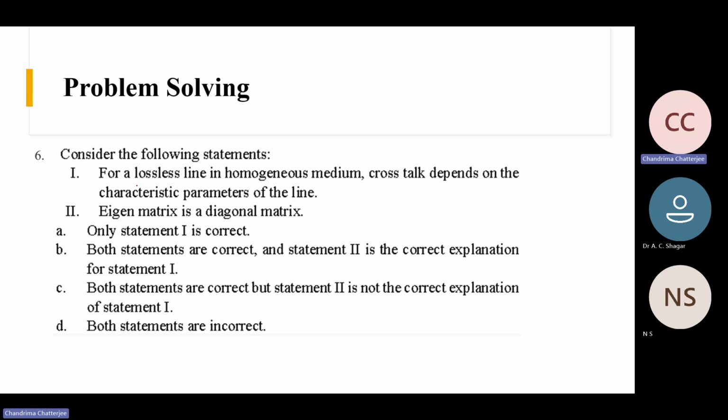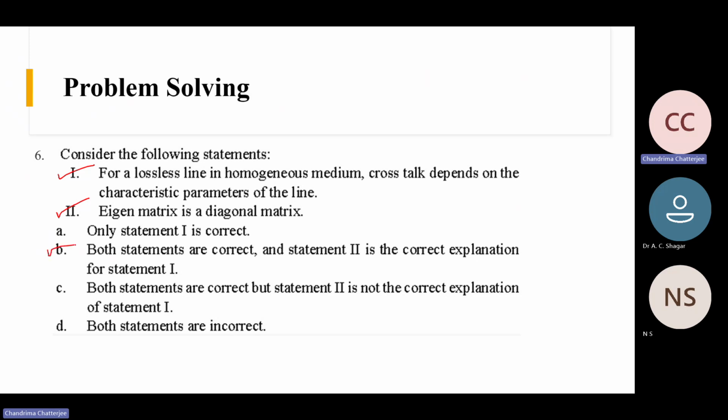Consider the following statements. 1: For a lossless line in a homogeneous medium, crosstalk depends on the characteristic parameters of the line. 2: The eigenmatrix is a diagonal matrix. I will again request you to refer to the lecture slides and the lecture videos by Professor Amitabha Bhattacharya. There you will find the derivation and also the properties of the matrices. So both statements are true, and statement 2 is the correct explanation for statement 1.